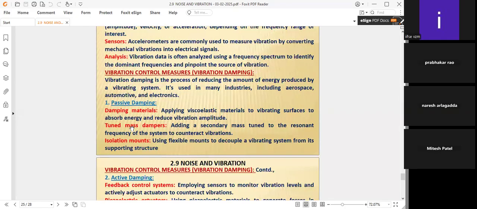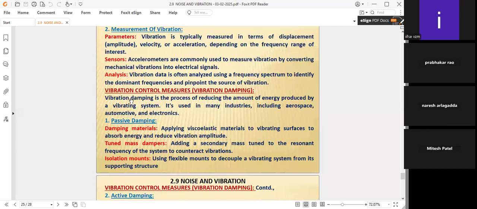Vibration damping is the process of reducing the energy produced by the vibrating system. It's used in many industries, including aerospace, automotive, and electronics. Passive damping includes damping materials, tuned mass dampers, and isolation mounts. Applying viscoelastic materials, we'll be discussing in the next slide.